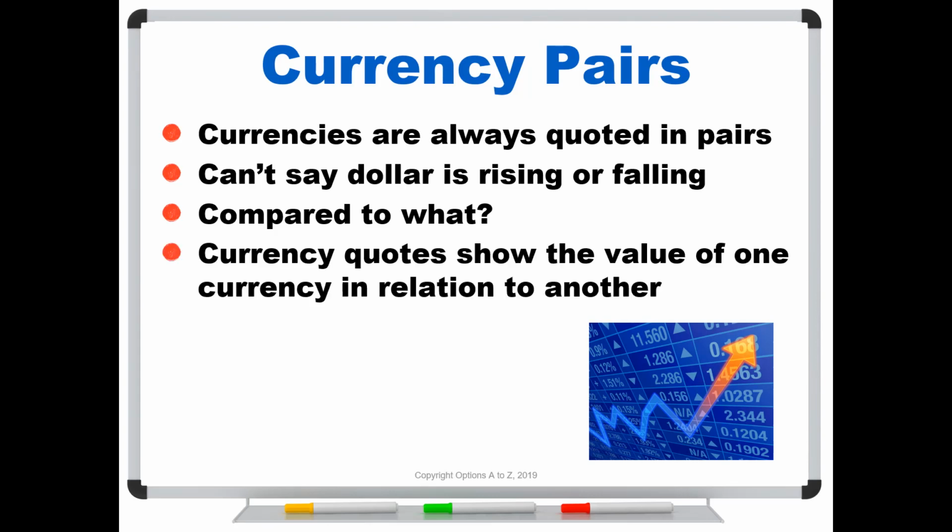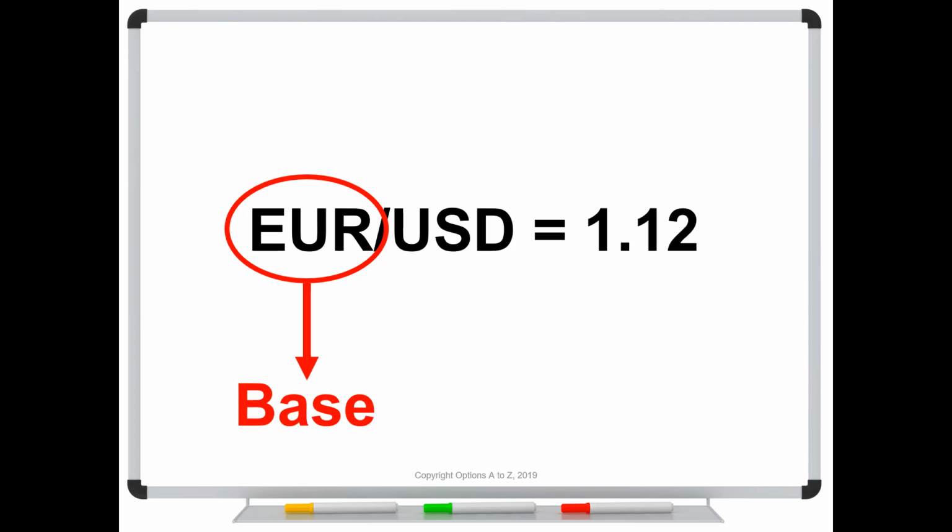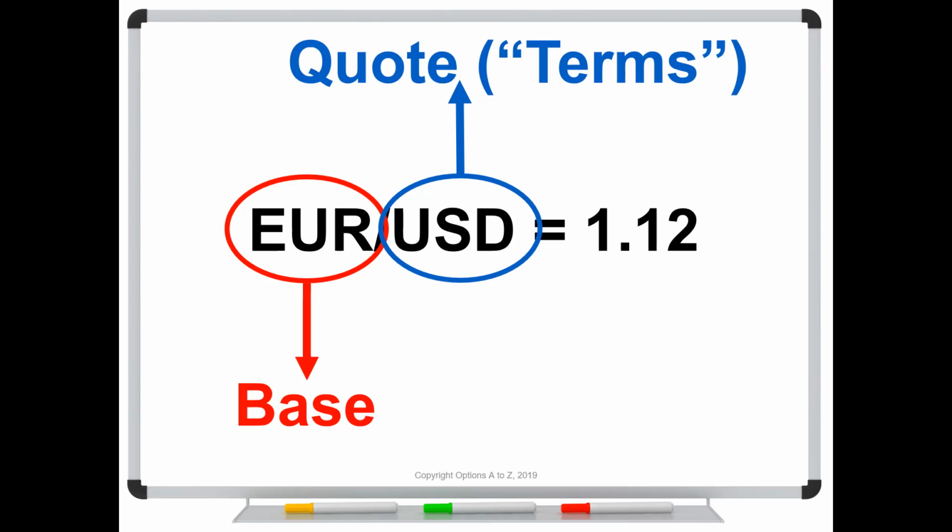So currency quotes show the value of one currency in relation to another. Here's an example of how a currency quote will look. Here's the Euro US dollar quote. It doesn't matter what the currency pair is that we're looking at. The currency on the left, right here in this example, the Euro, is called the base currency. It's really the thing that we're quoting. The currency on the right, the dollar in this example, is called the quote currency.